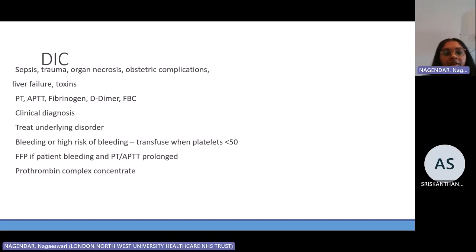And also, just to clarify, when we talk about high risk of bleeding in DIC, it's patients who might be post-operative or who need to undergo an invasive procedure. So that's why you would consider transfusing them even if their platelets are just below 50. If patients aren't bleeding, you'd be more thinking about transfusing if platelets drop to about 20.